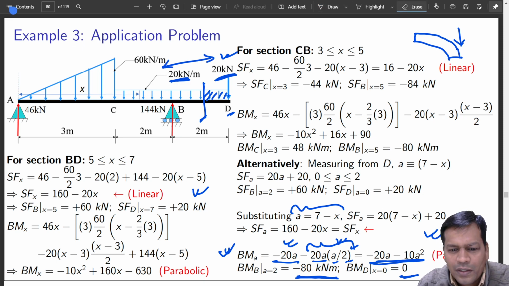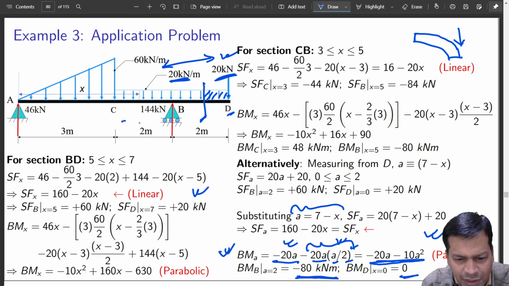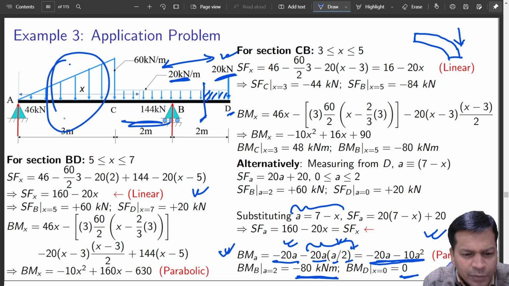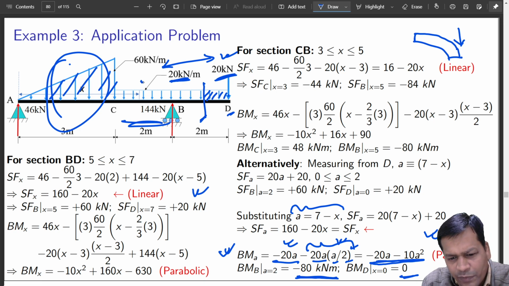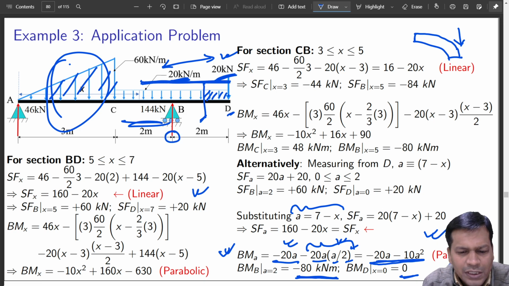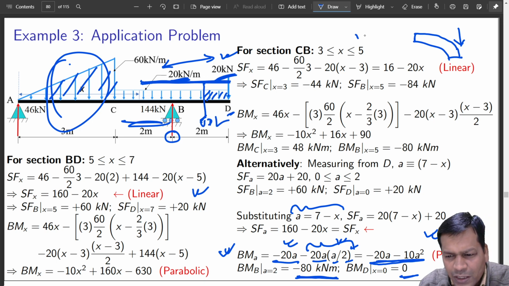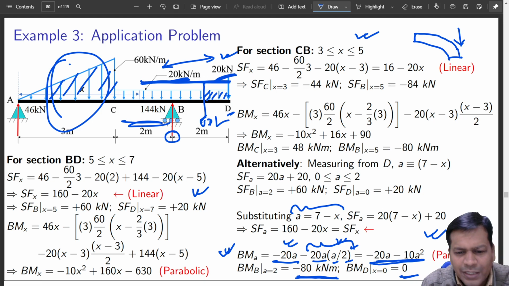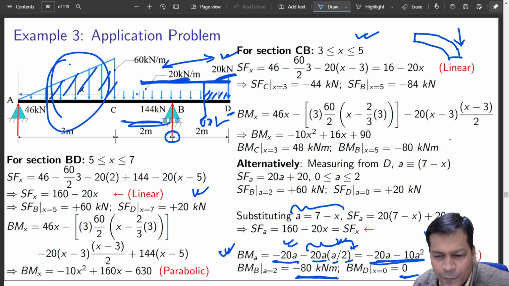Even for the section CB, CB is this section, because of this, all the problems are arising. It is not so easy to do. Rather, even in this region, if I would have taken all the loads on the right half of it, you see just a pointed load which is here and a uniformly distributed load on the right side of it. So you could have considered, even in this case, from the right side, and you will arrive at the same value. I hope you got the trick how to solve this.